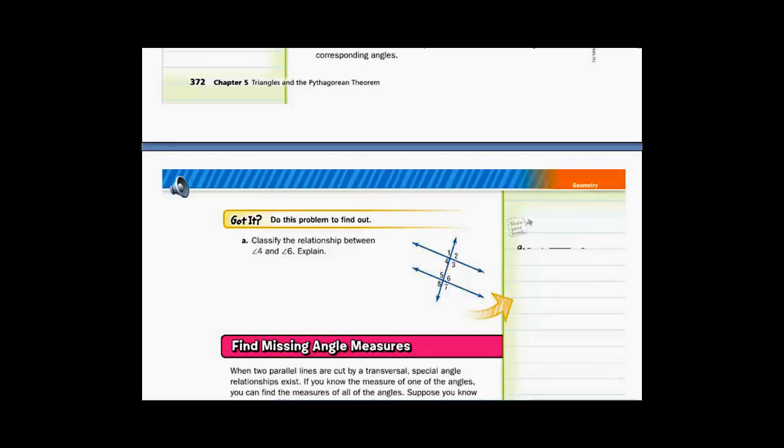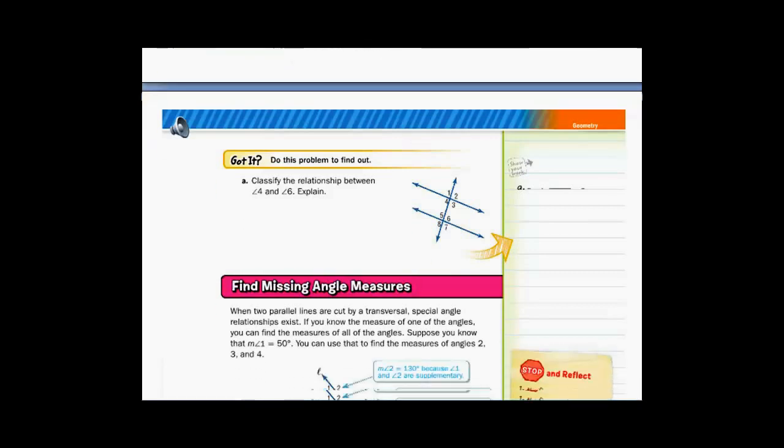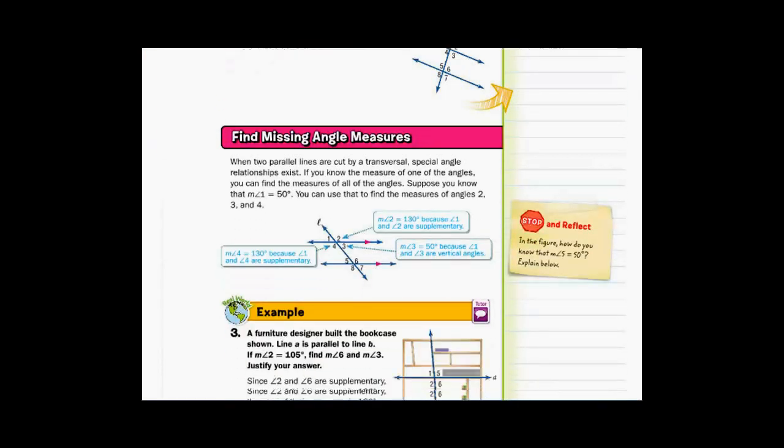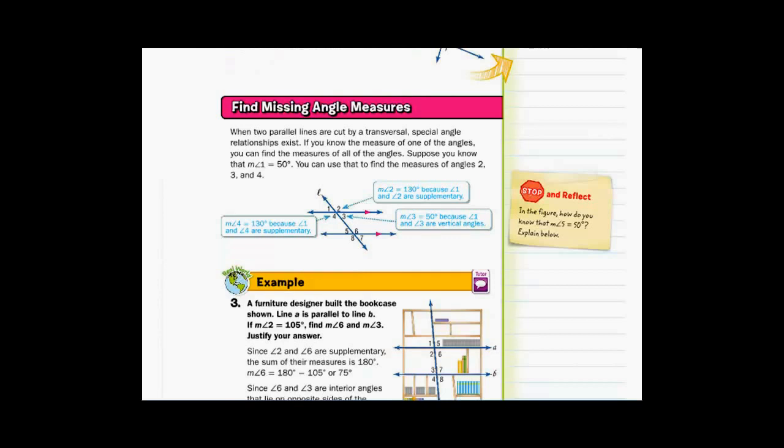All right, find missing angle measures is the next part. When two parallel lines are cut by a transversal, special angle relationships exist, which we've talked about. If you know the measure of one of those angles, you can find the measure of all of the angles. So suppose you know that the measure of angle 1 is 50. So if this is 50, there are some other things you need to know, all right? So first of all, alternate exterior will tell you that angle 7 is 50.